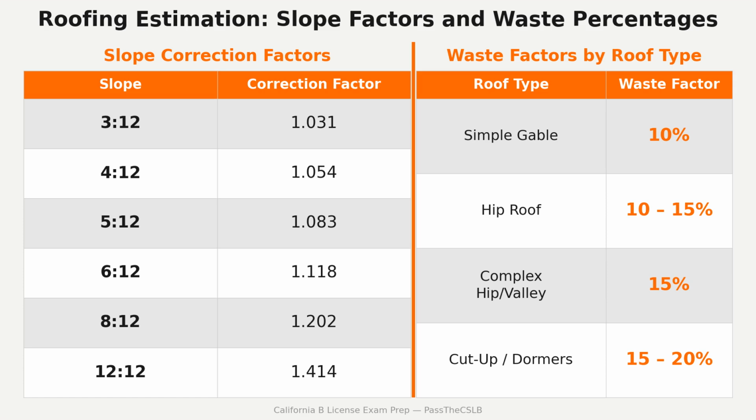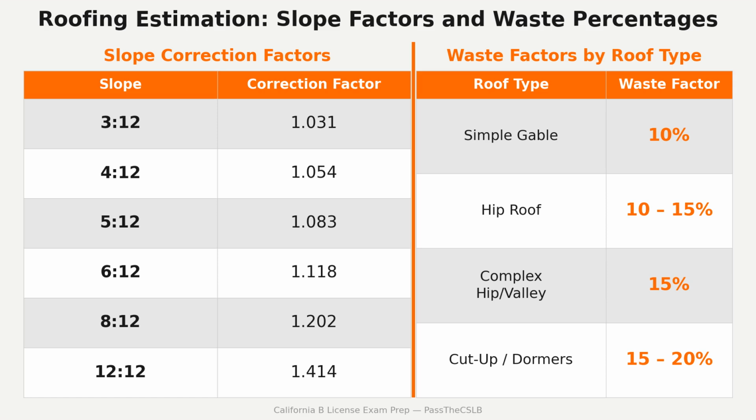A sloped roof covers substantially more three-dimensional surface than the flat plan beneath it. At a 12 to 12 slope, a 45-degree angle, the actual roof surface is 41.4% larger than the plan view. Order from the flat plan on a 12 to 12 slope and you run nearly half a project short. Order from it on a 6 to 12 slope and you are still short by 11.8%.